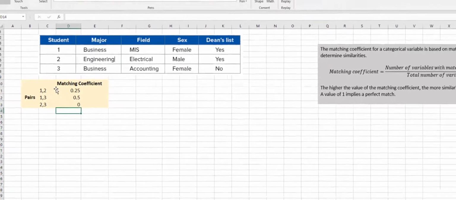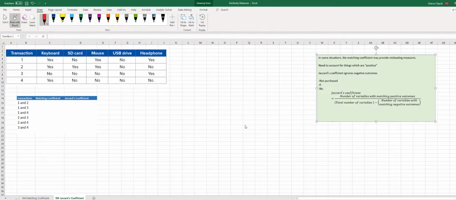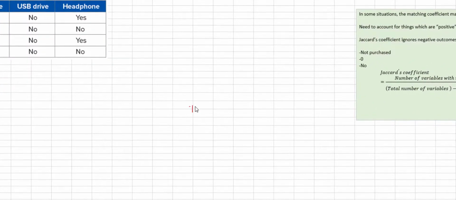Next, I'm going to talk about Jaccard's coefficient. We have one problem with the matching coefficient. The matching coefficient makes no distinction between positive outcomes and negative outcomes. Therefore, it may provide a misleading measure of similarity. Consider, for example, consumer purchasing behavior at a grocery store when you have 4 products. Let's say the products are ice cream, organic apples, cigarettes, and then beer. So let's assume we have 2 customers, A and B.